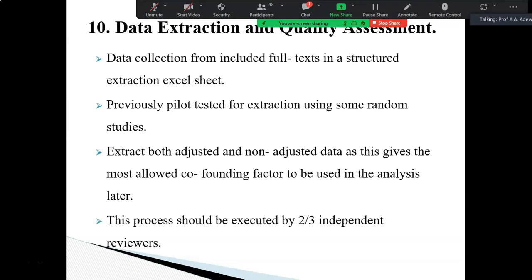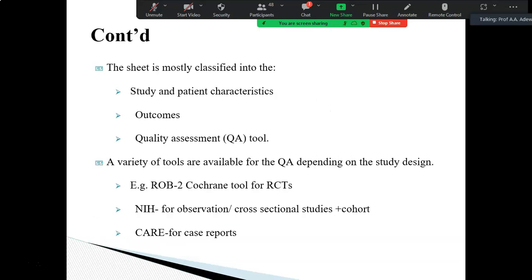Data collection from included full text articles is done in a structured extraction Excel sheet. So by the time we have been able to get all these articles together, we will now need to have an Excel sheet that has been previously pilot tested for extraction using some random studies. So we extract both adjusted and non-adjusted data, as this allows the most confounding factors to be used in the analysis later. This process should be executed by 2 or 3 independent reviewers who have not even taken part in the review from the beginning. So independent, but they are still in that review team.